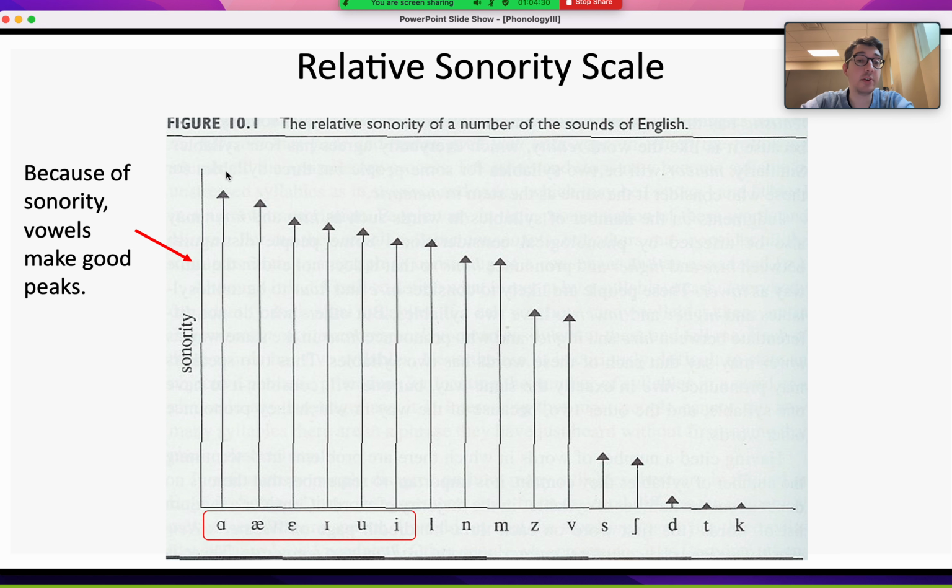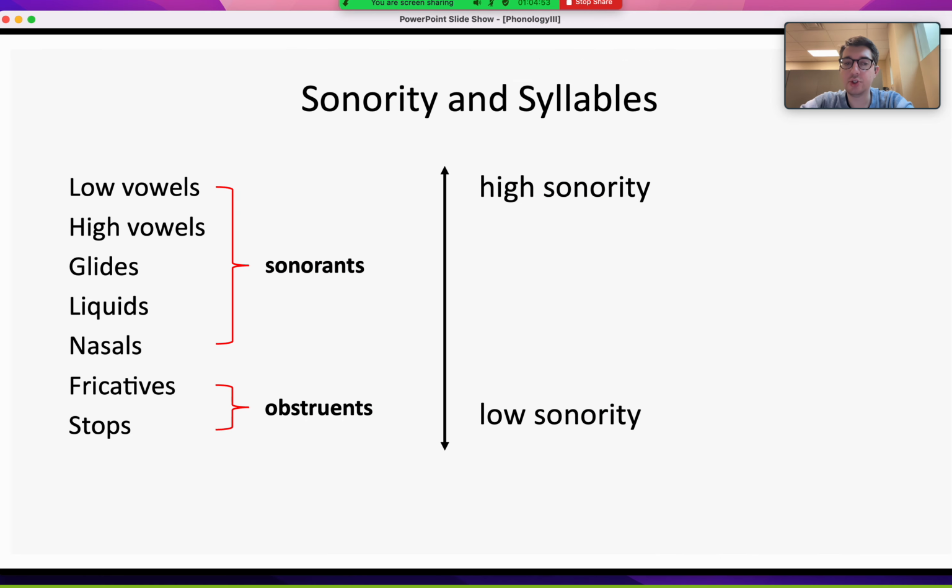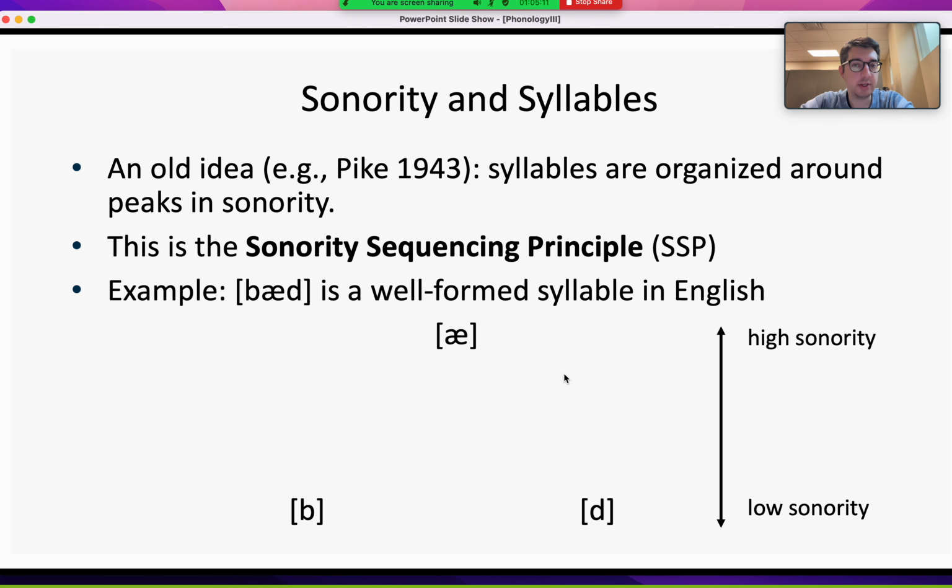For example, ah is very loud, a little bit less loud, e even less so, but still very sonorous. Then we have glides, liquids, and nasals. They're second best, such as l, n, m. And finally, obstruents, fricatives, and stops, which are the worst, right, in their sonority. So basically, the sonority scale looks like this. We have low vowels, high vowels, glides, liquids, and nasals as sonorants, and they have relatively high sonority, and fricatives and stops that are obstruents and have low sonority.